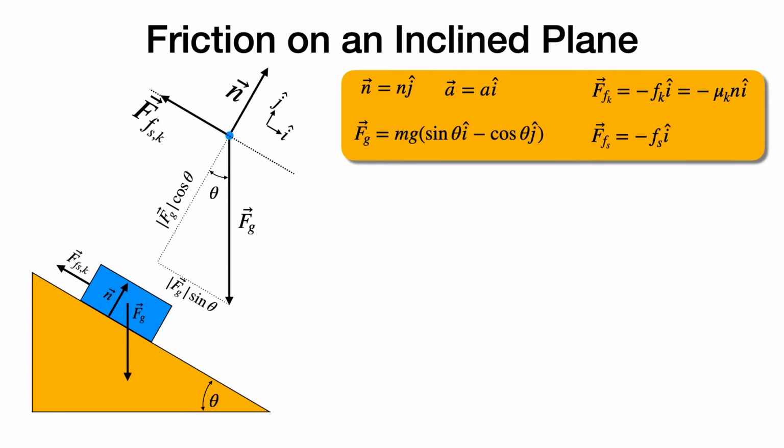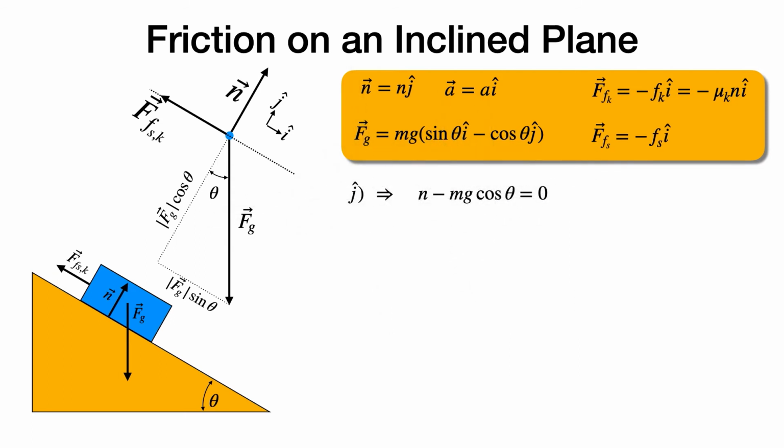So when considering kinetic friction, we have minus F sub k i hat, or we can also write it as minus the coefficient of kinetic friction times the normal force times i hat. But if we're considering static friction, we only want to write it as minus F sub s times i hat.